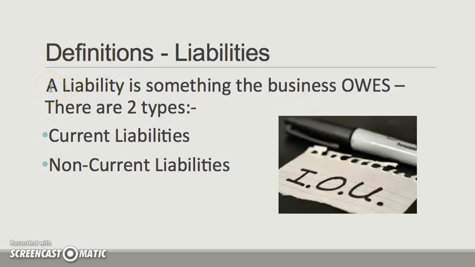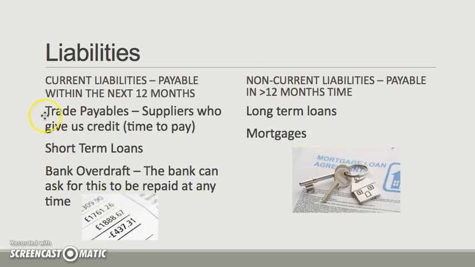Well, a liability is really the opposite of an asset. It's something the business owes to somebody else, normally outside the business. Again, there are two types. They are current liabilities and non-current liabilities. In terms of what those are, current liabilities, remember this is money we owe, we have to pay that money within the next 12 months. So they're short-term debts. Typical examples would be trade payables. These are suppliers who give us credit, give us time to pay for the goods that we bought from them. Secondly, short-term loans that have to be paid back within the next 12 months.